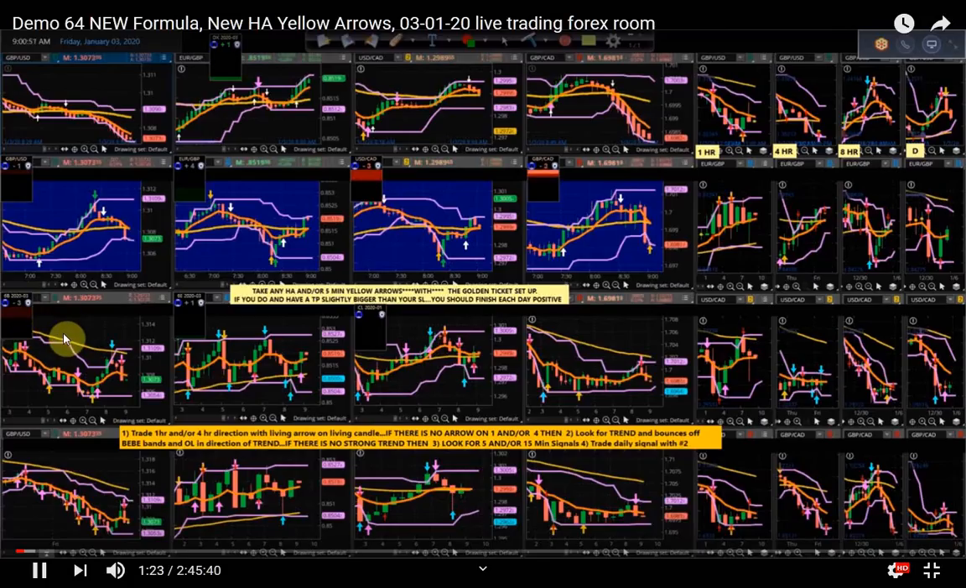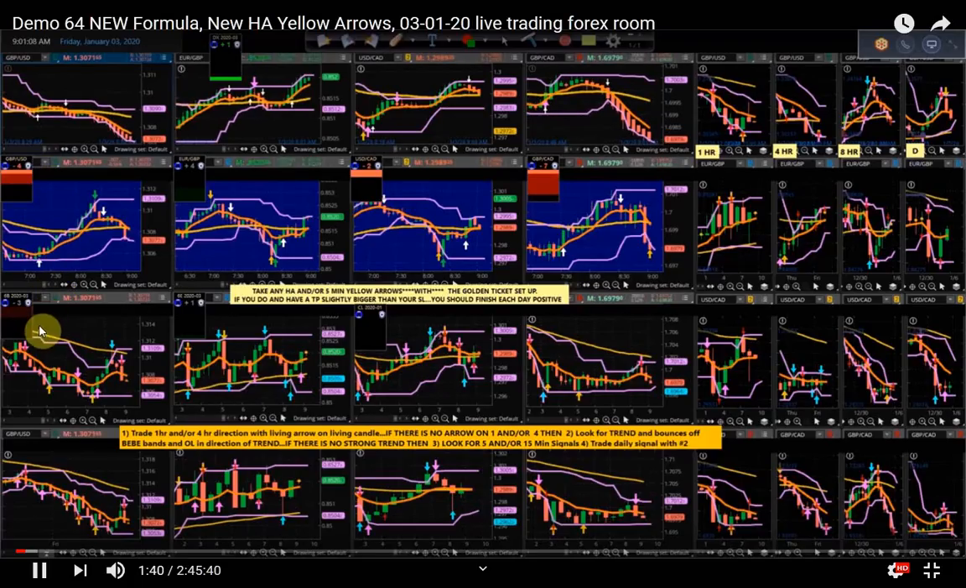Generally when they stop flashing like that, it's like a lull before a storm. It's as if it's going to change direction. Now I'm not saying you should dive in. You should wait for momentum, especially because you've got a golden ticket number 1, and the chances are this will be a big move anyway.